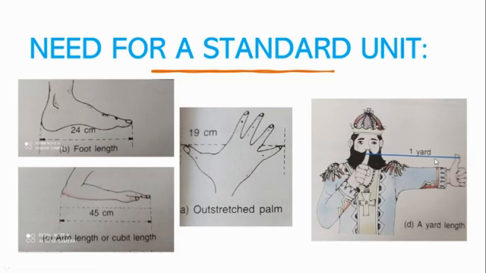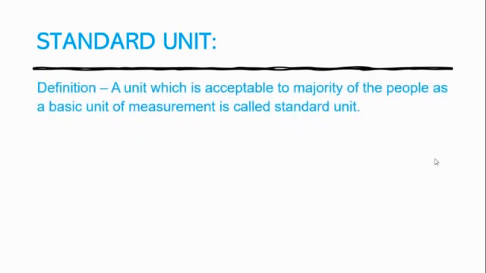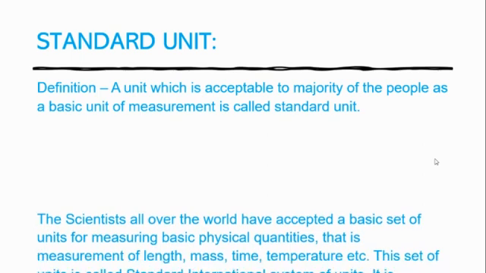But you can see that such units cannot serve as a standard for measuring length. The simple reason is that they're going to be different for different people, because the lengths of their hands can vary, so we are not sure, and this is not a great invention. Standard unit. So definition: a unit which is accessible to the majority of the people as a basic unit of measurement is called the standard unit.